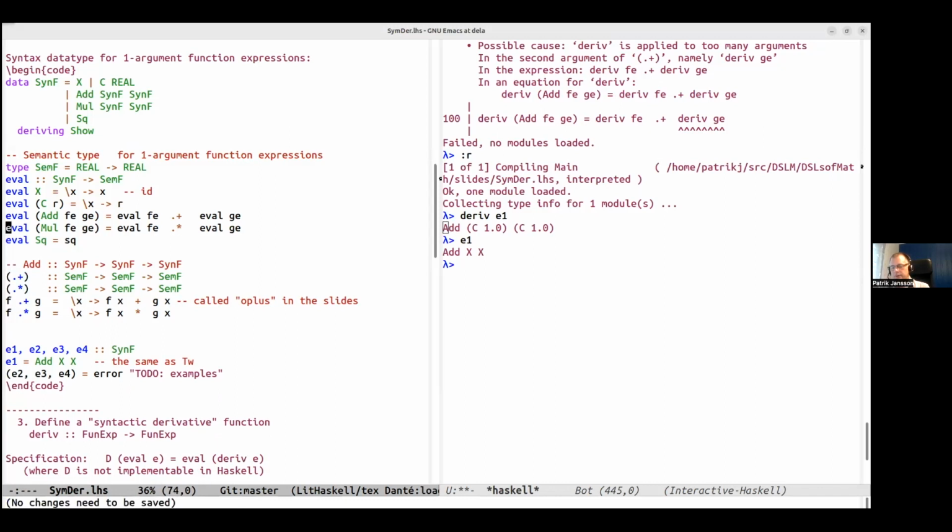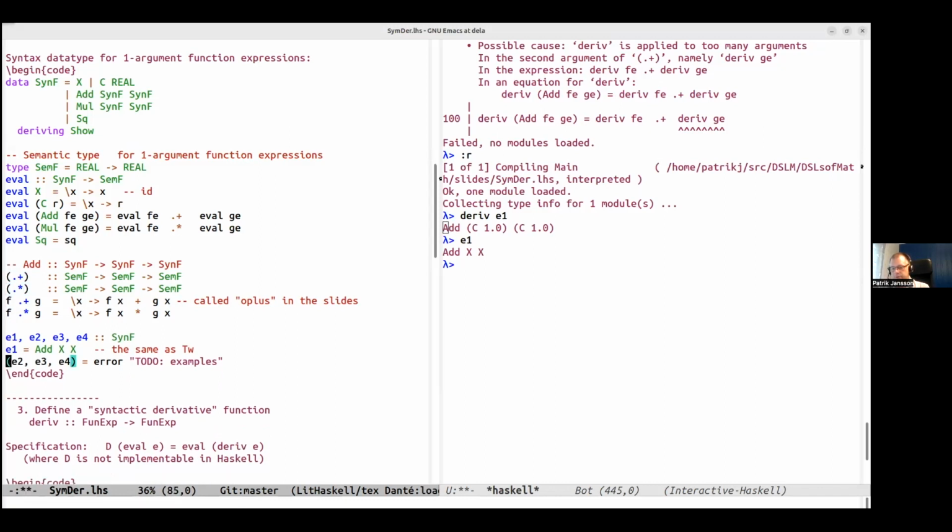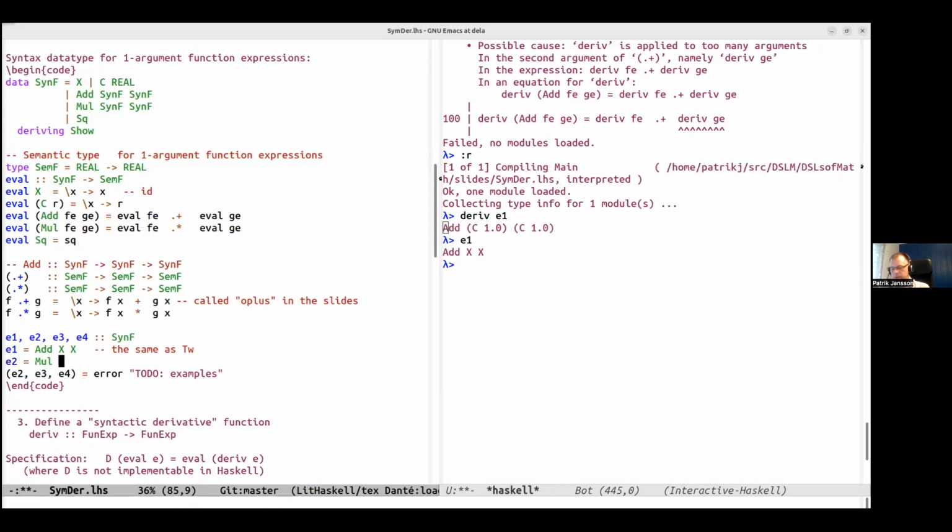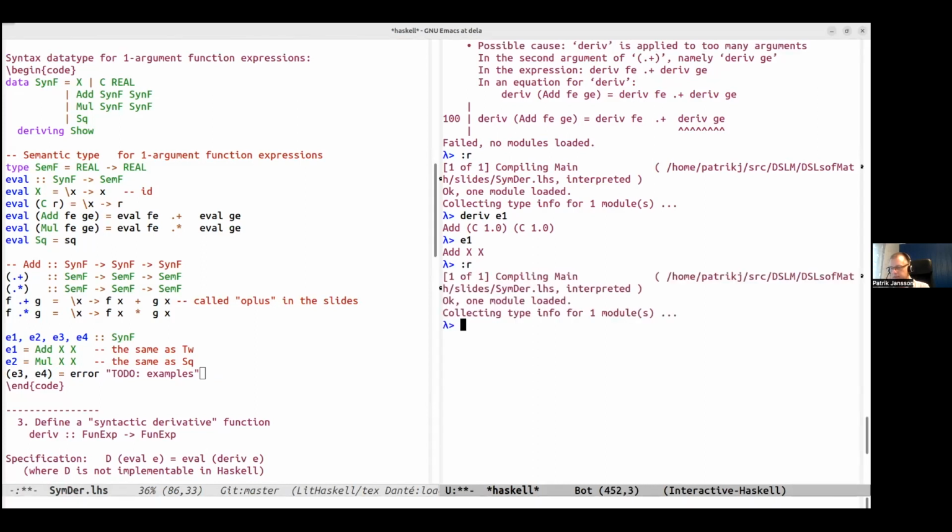Okay, and now we can write another example. We can say E2 is mul x x, which should be the same as squaring. Okay, let's load this, look at E2, and then say evaluate E2, which is a function at 3, it's 9. It's x times x, where x means, in this case, 3. And I mean, 17 is 289 and so on.